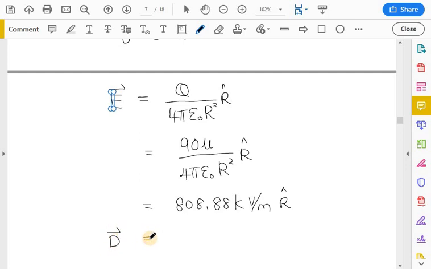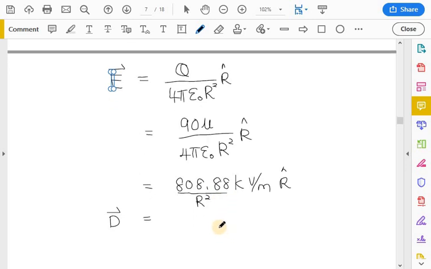If you want to calculate D, so it will be 7.16 micro over R square, right.